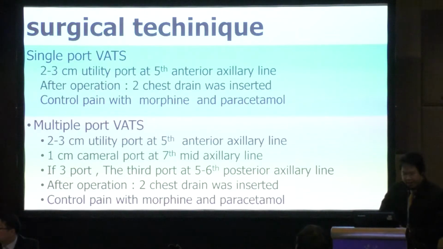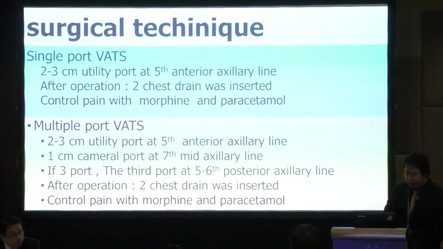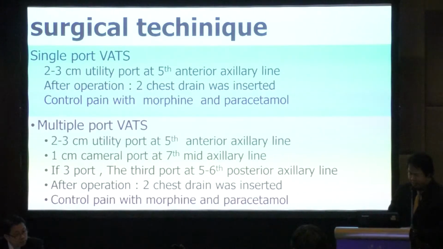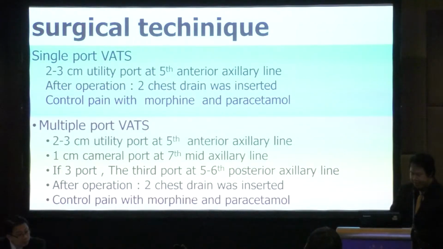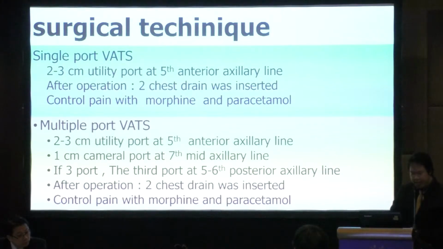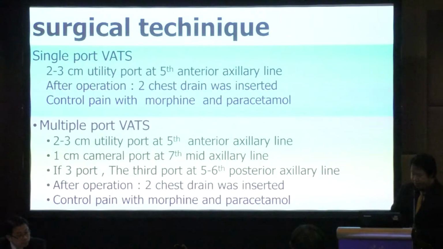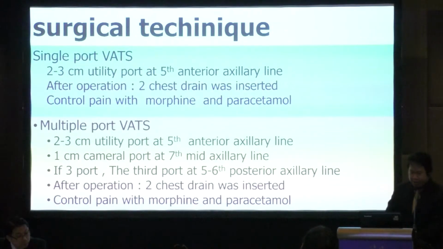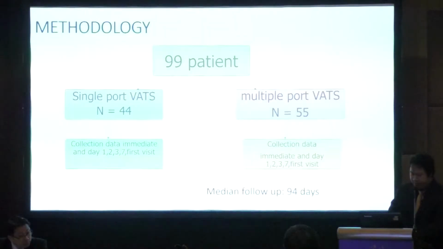For the surgical technique, single port VATS uses a 3 cm utility port at the fifth anterior axillary line. After operation, 2 chest drains were inserted and pain was controlled with morphine and paracetamol. The multiple port VATS uses a 3 cm utility port at the fifth anterior axillary line and a 1 cm camera port at the seventh mid-axillary line. If a 3-port technique, the third port is at the sixth posterior axillary line. After operation, 2 drains were inserted and pain was controlled with morphine and paracetamol too.